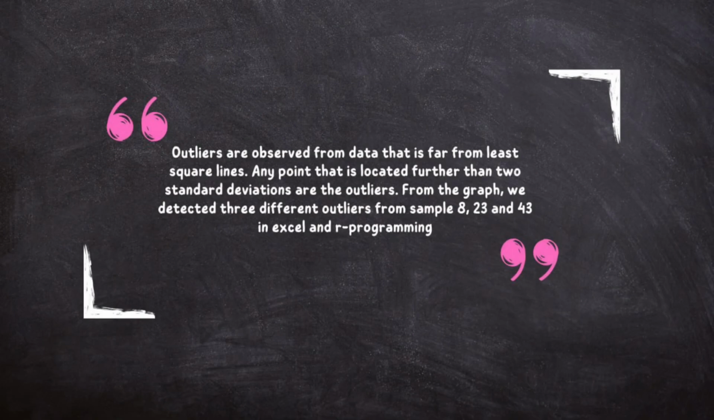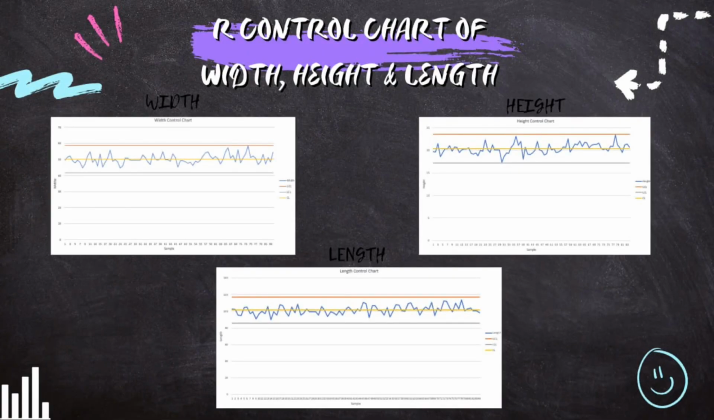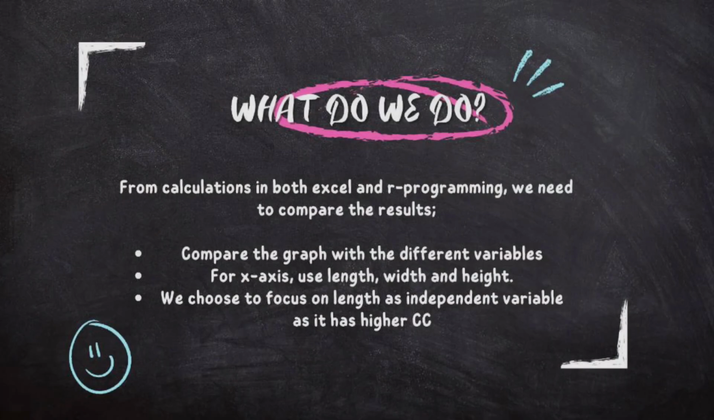So basically, outliers are observed from the data that is far from the square lines. Any point that is located further than 2 standard deviations are the outliers. From the graph, we detected 3 different outliers from samples 8, 23 and 43 in Excel and R programming. After using the formula of R bar chart in Excel, we obtain the R control chart of width, height and length. From calculations in both Excel and R programming, we need to compare the results.